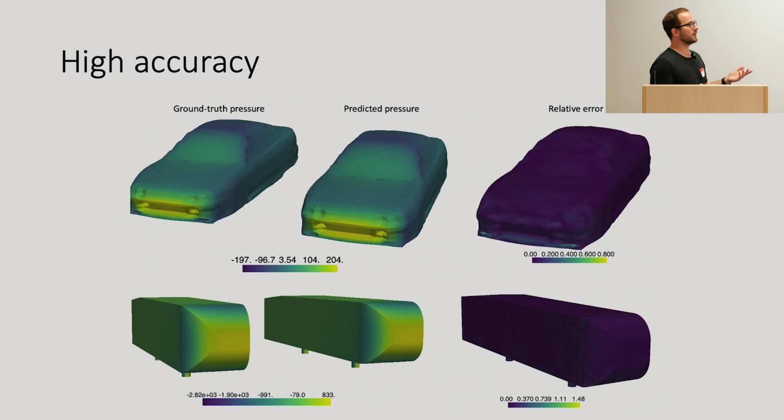So these are just some visualization of the pressure on the surface of the car. You can see the ground truth versus the predicted pressure. The error is quite low. And we found that we can get results with about 26,000 speedup over GPU-based optimized fluid dynamic solvers.